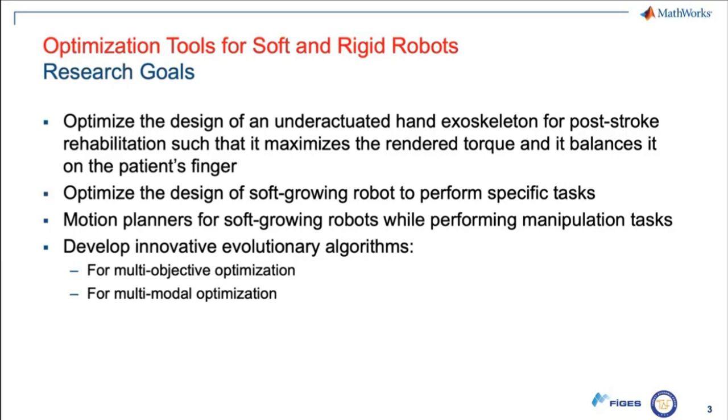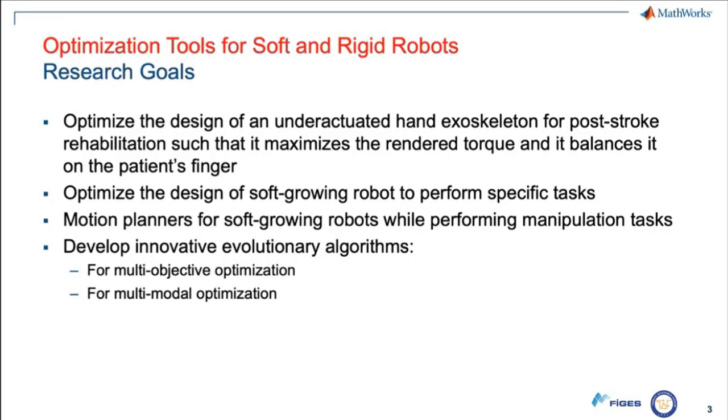So imagine they have spasticity in their fingers. We have this device that can help them recover the grasping movement. And thanks to evolutionary computation, we have this tool that gives us the perfect robot for the job, that maximizes the torque produced by the robot, and it balances uniformly on the finger such that the finger doesn't break.